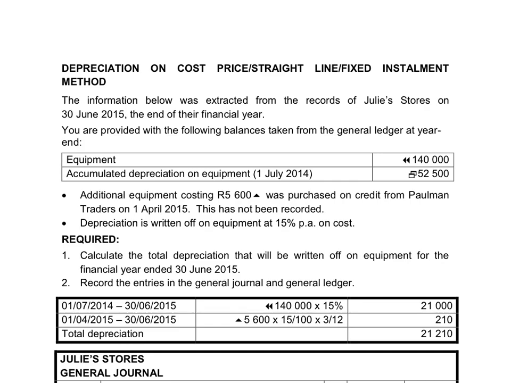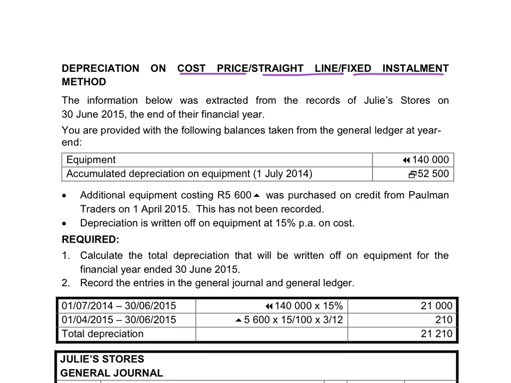Good morning. We will pay attention to depreciation on cost price today. When you write off depreciation on cost, it means that you will write off the same amount every year, because you will calculate it on the cost price of the asset every year. Depreciation on cost price can also be called straight line, because it means it's a straight line every year, it's the same amount, or you can say fixed installment method.